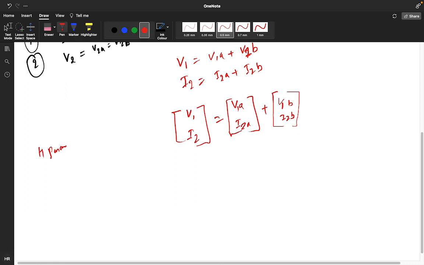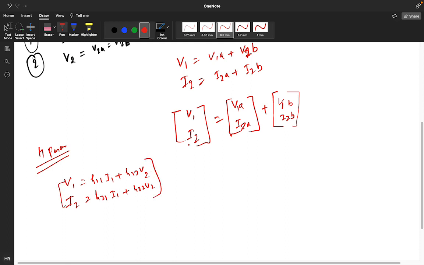So can anyone tell me what is the H parameter? What is the general equation of an H parameter? Anyone? If anyone knows, they can tell me. V1 equal to H11 I1 plus H12 V2, and the second equation is I2 equal to H21 I1 plus H22 V2. Yeah. So this particular equation is your H parameter only.